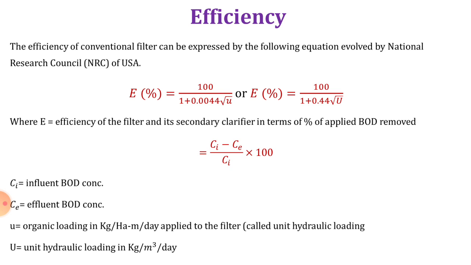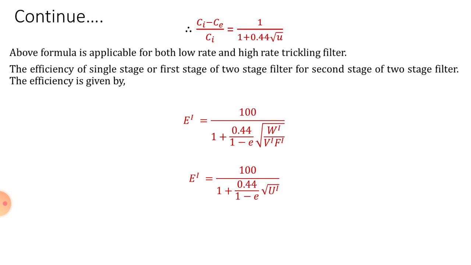Where Ci is influent BOD concentration, whereas Ce is effluent BOD concentration, whereas small u stands for the organic loading in kg per hectare meter per day applied to the filter, and the capital U indicates the unit organic loading in kg per meter cube per day. In continuation of the previous, if we equate these two values, that will be Ci minus Ce divided by Ci equal to 1 divided by 1 plus 0.44 under square root small u. The above formula is applicable for both low rate and high rate trickling filter.